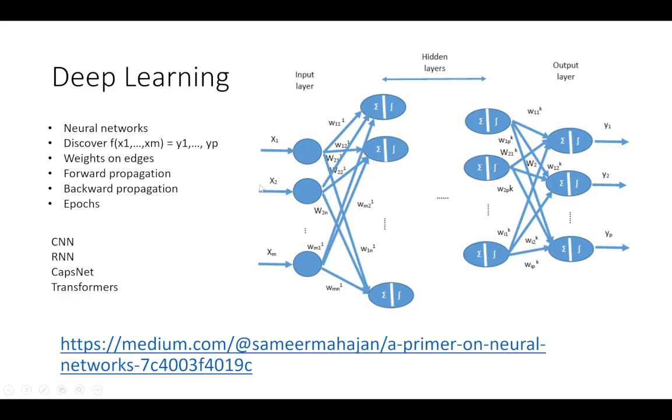Now, some interesting types of neural networks: CNN, convolutional neural network; RNN, recurrent neural network. Convolutional neural network is typically for images. RNN is for audio, right? CapsNet is an interesting type of neural net, and transformers, right? Again, which is what we are converging to with this generative AI and the GPTs. Okay. So you'll see a little bit of detailed description on deep learning in one of my Medium blogs, to which I have given a link here. Okay, it's a primer on neural networks.